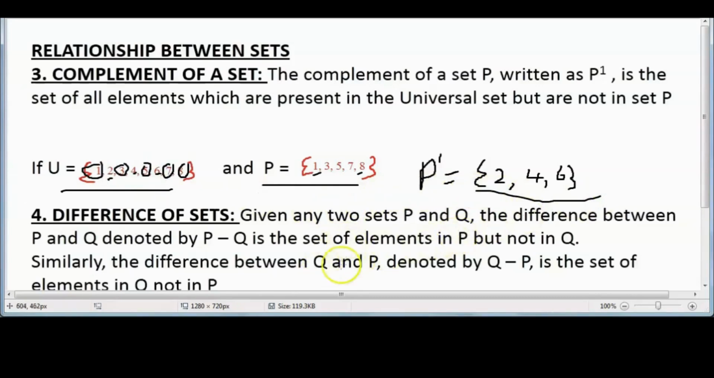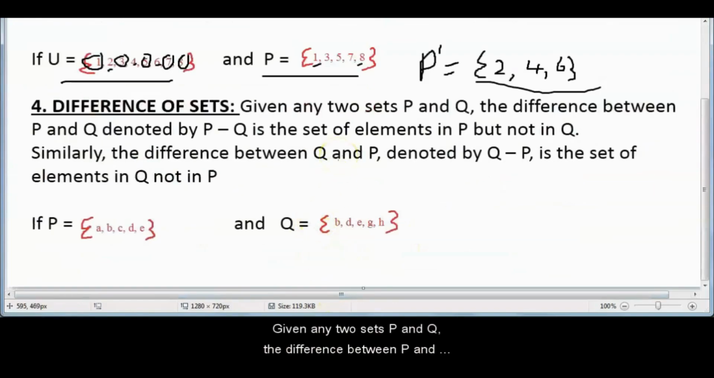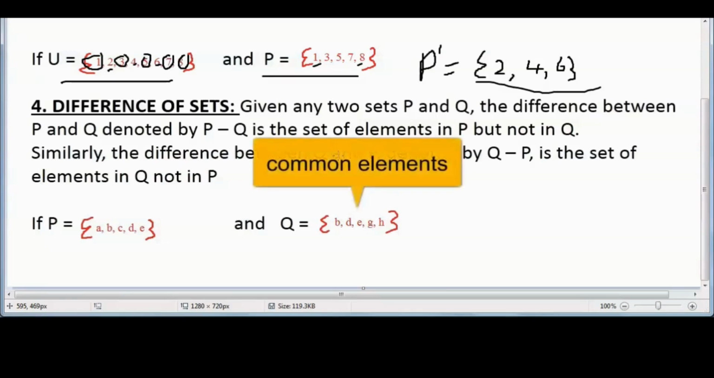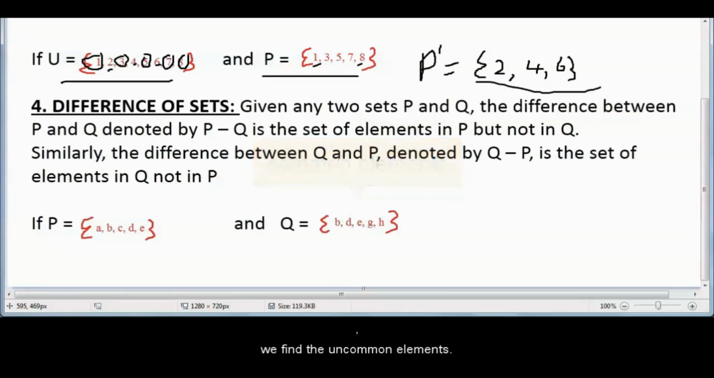Difference of sets. Given any two sets P and Q, the difference between P and Q, denoted by P minus Q, is the set of elements in P but not in Q. Similarly, the difference between Q and P, denoted by Q minus P, is the set of elements in Q, not in P. If you look at the definition carefully, you will notice that the difference of sets is kind of like the opposite of intersection. In intersection, we find the common element. In difference of sets, we find the uncommon elements.